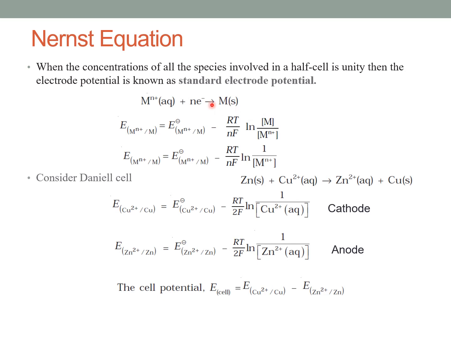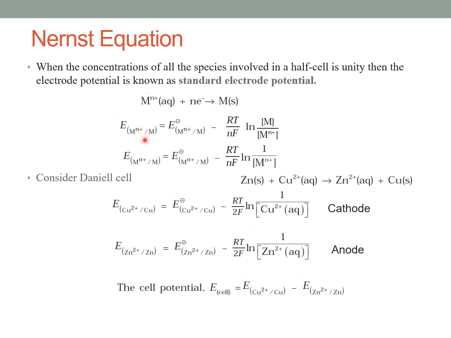For example, if you consider this particular reaction, M n plus plus n electrons gives M. This is, for example, zinc 2 plus in aqueous medium taking 2 electrons and becoming solid zinc. For such a reaction, you can consider the electrode potential at any given concentration of M n plus or M. Mostly the concentration of M is unity because the metals will be in pure form. But what about M n plus?